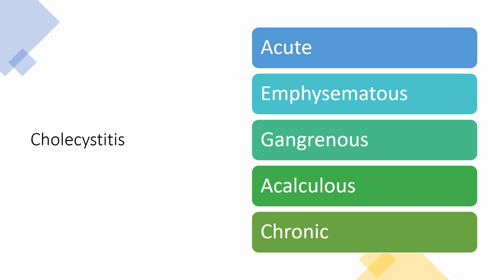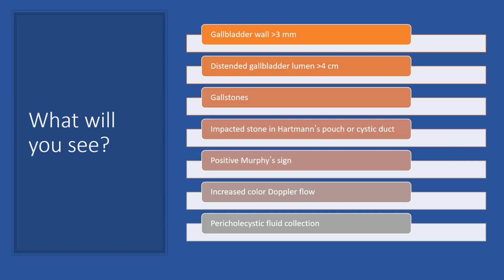Cholecystitis comes in many forms. We're going to talk about each one briefly. There's acute cholecystitis, emphysematous cholecystitis, gangrenous, acalculous, meaning in the absence of stones, and chronic cholecystitis. Sonographically, what you're going to see is a gallbladder wall with greater than 3 millimeters of thickness. You may see a distended gallbladder lumen, larger than 4 centimeters. There could be gallstones in there, so they can have cholecystitis with or without cholelithiasis.